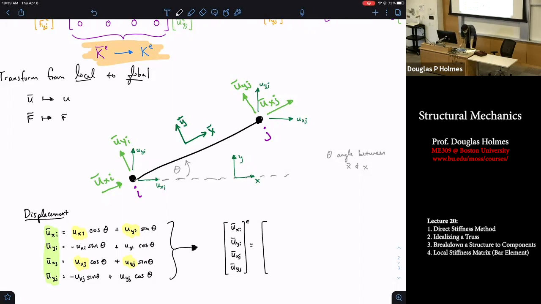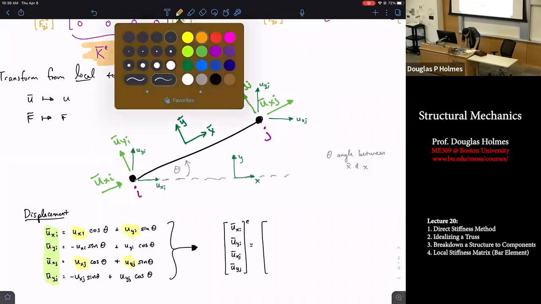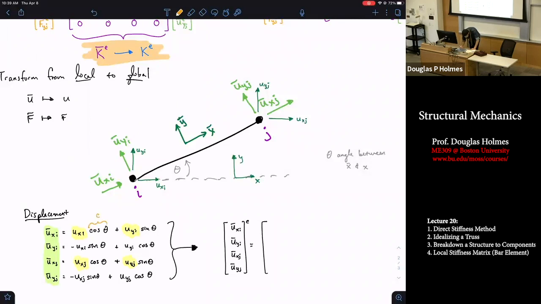Sorry, always pointing at the screen here. Uxj doesn't appear in this equation. Uyj doesn't appear in this equation. And similarly, uxi doesn't appear in this equation, this thing here. So if I write this as little c and this as little s, so cosine theta is just c and sine theta is just s, I can write this really compactly as c, s, 0, 0, negative s, c, 0, 0, 0, 0, c, s, negative s, c.